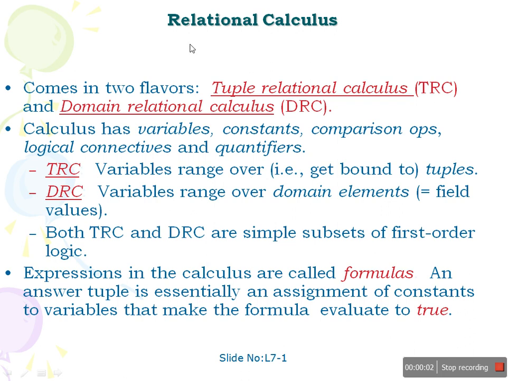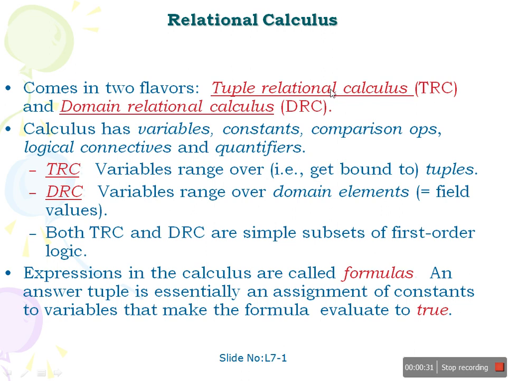The next formal language is relational calculus. As I told you previously, we have two flavors in this one. One is tuple relational calculus and the other one is domain relational calculus. In tuple relational calculus, we will have a tuple variable. This tuple variable is our final output, and this output depends upon the formula that we are going to specify in the query.